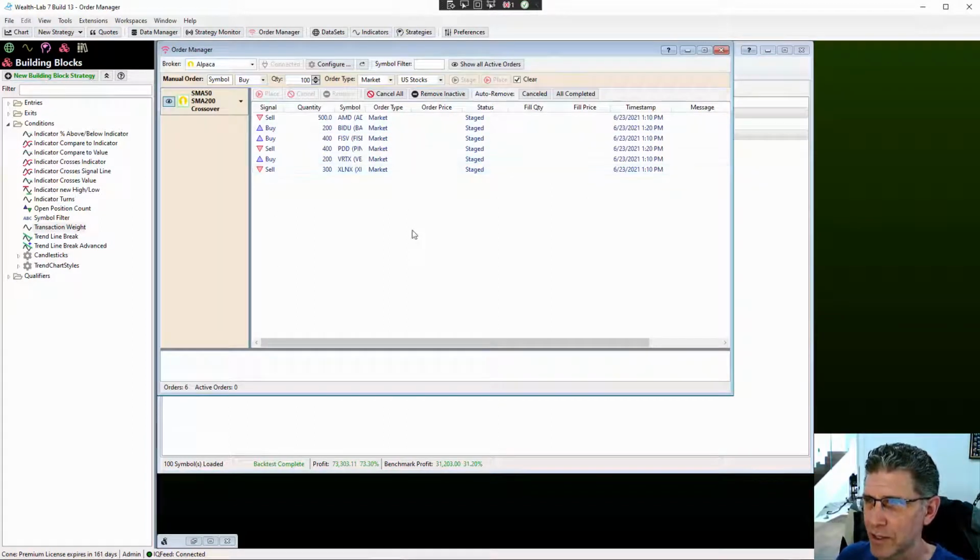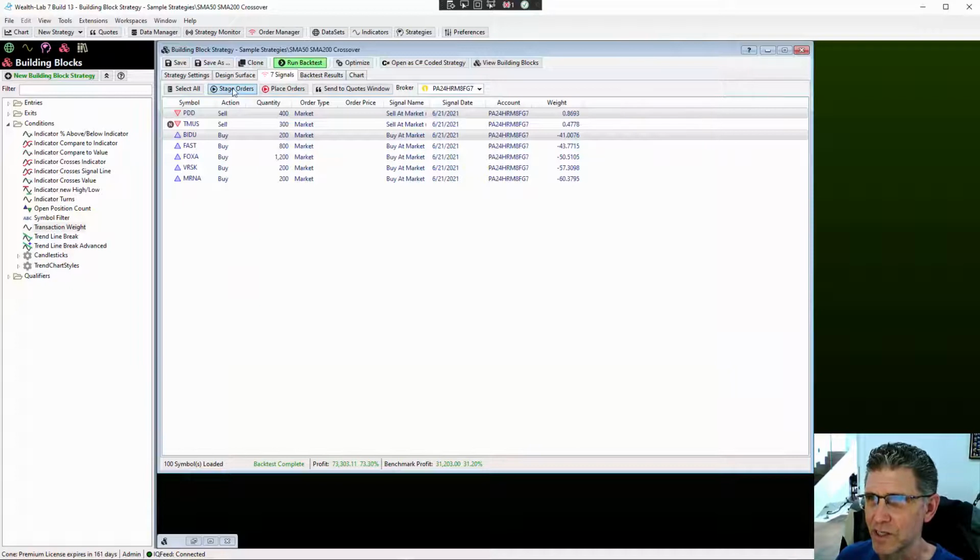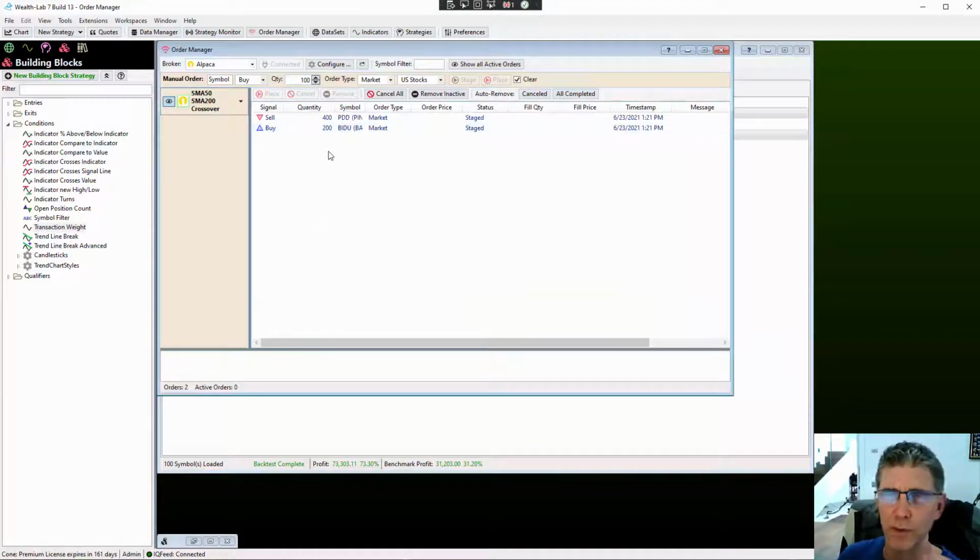Oh, I already had some orders in there. Let's get rid of these. Remove this order block. Let's do this again. We'll stage these orders, and these are the 2 orders that we would enter in the market if we were actually trading the strategy. I hope that was clear.